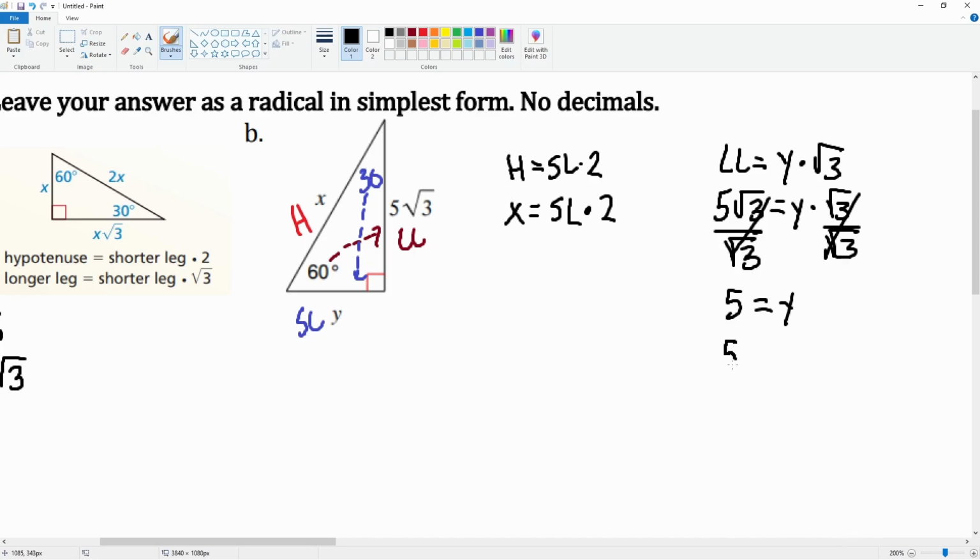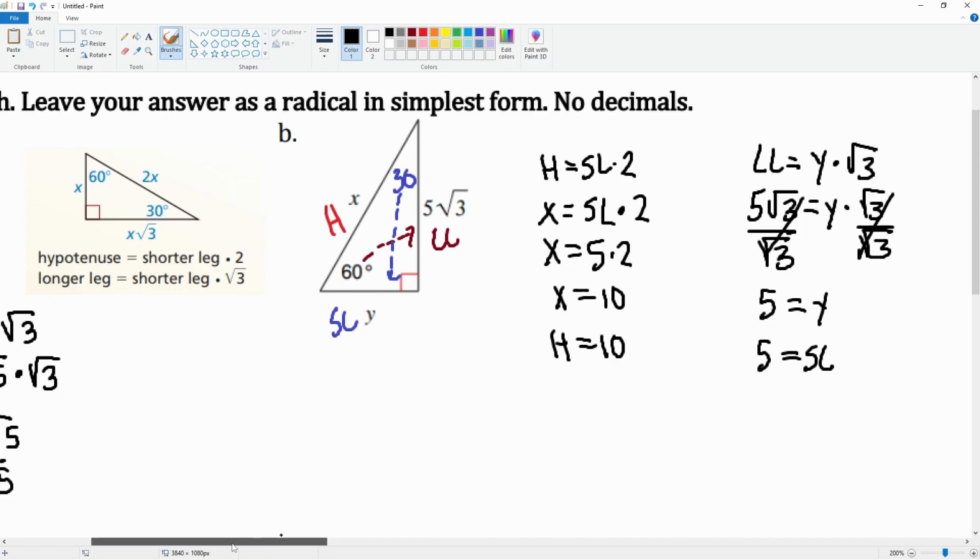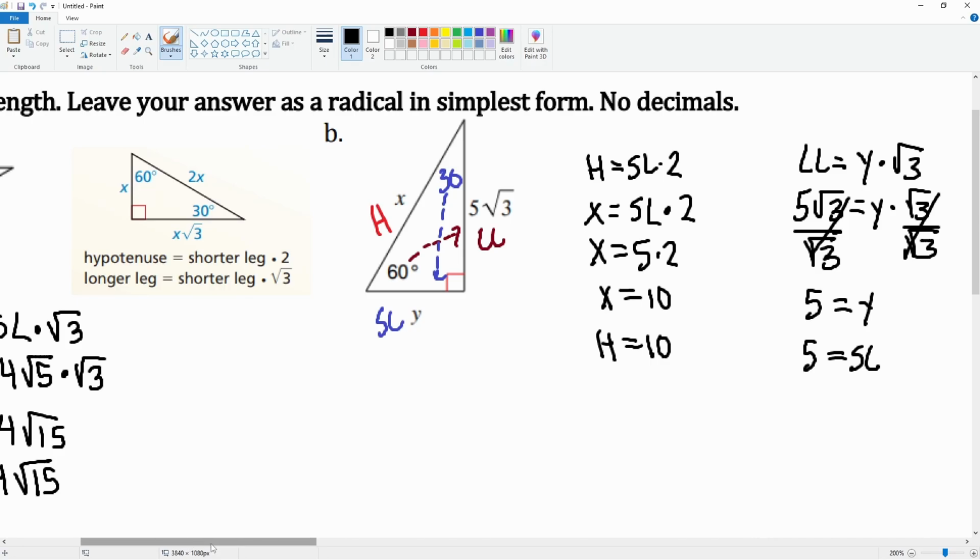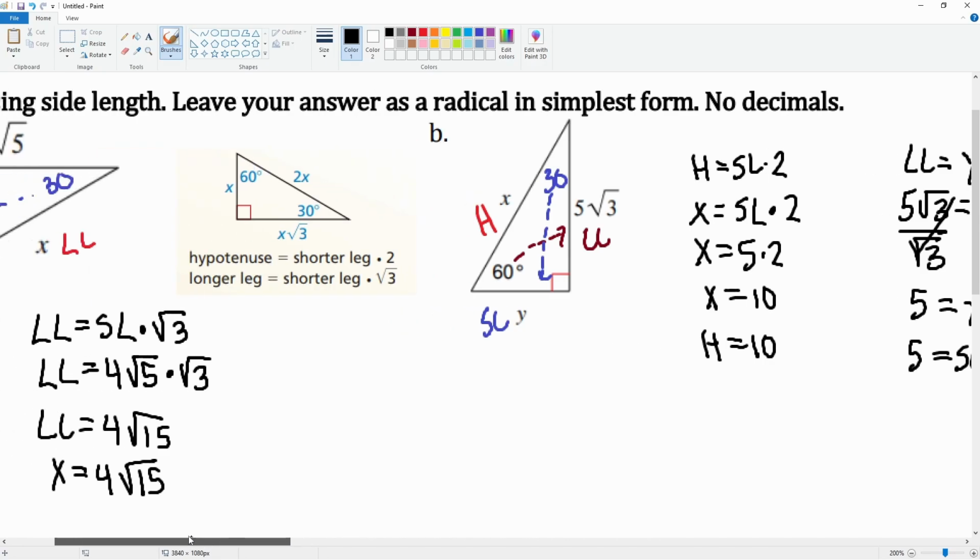Please understand that. I have my short leg, so I can just plug it in. 5 times 2, that gets me 10. So my hypotenuse is equal to 10. Okay, so there you go. I need to use both of my equations to get my missing values for my sides of my 30, 60, 90 triangle.